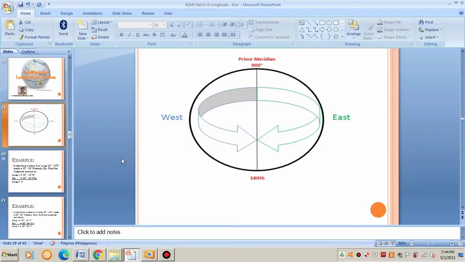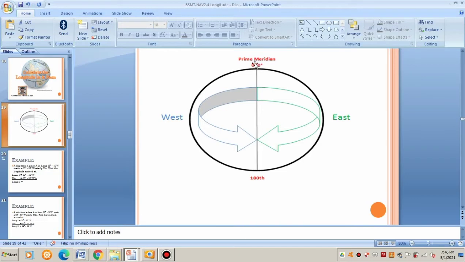So let's have a little bit of review of the illustration, which is very helpful to use in order for us to easily understand the concept of the longitude in and longitude from. Also, again, it is used in understanding easily the calculation of the difference of longitude.